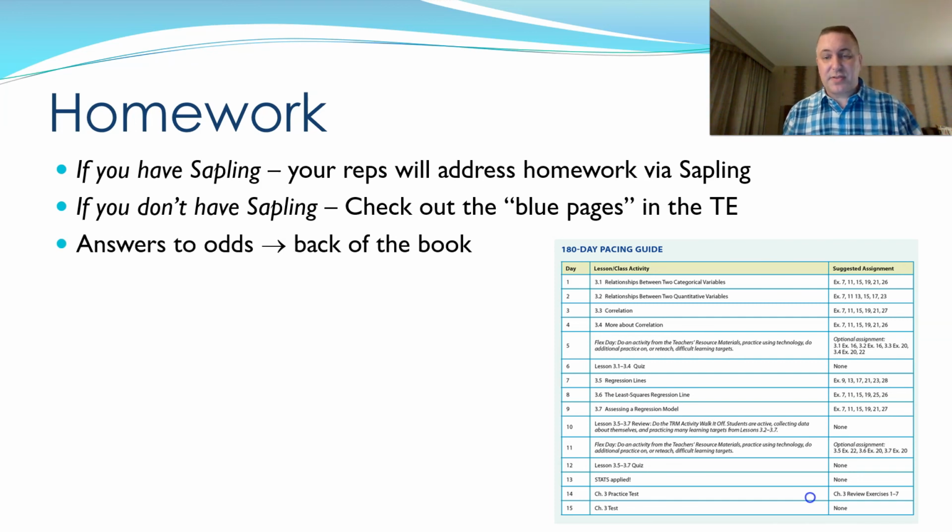Typically, the suggested assignment includes odd numbers, and the answers to those odds are in the back of the book. So if you're a teacher who prefers students not have the answers while they're doing the exercise, you can actually just assign the even number that it's paired with. And so 7 will be paired with 8. And so 8 would be very similar to 7, and you could assign that instead.